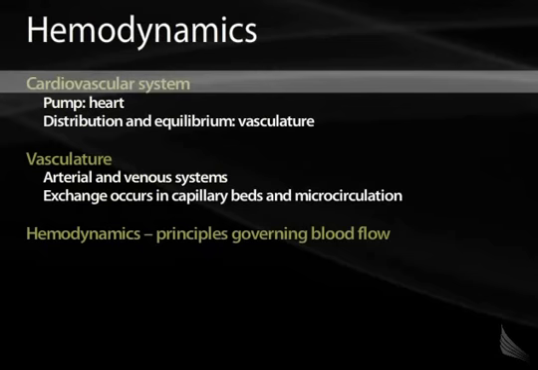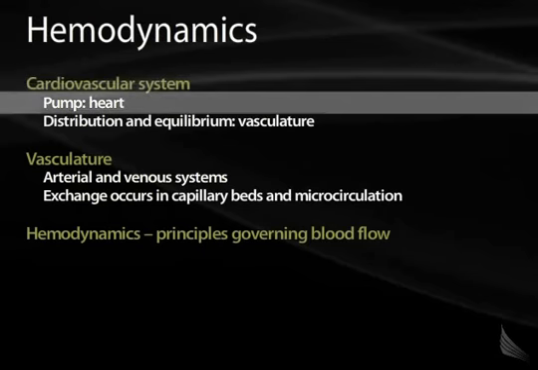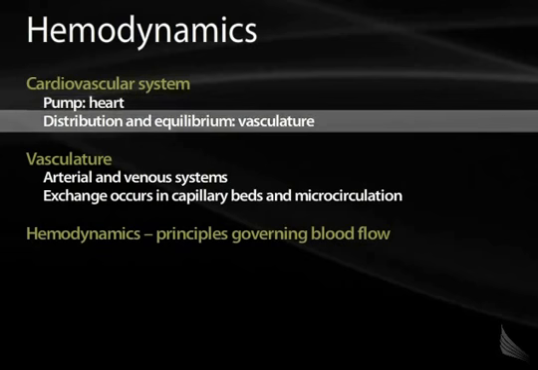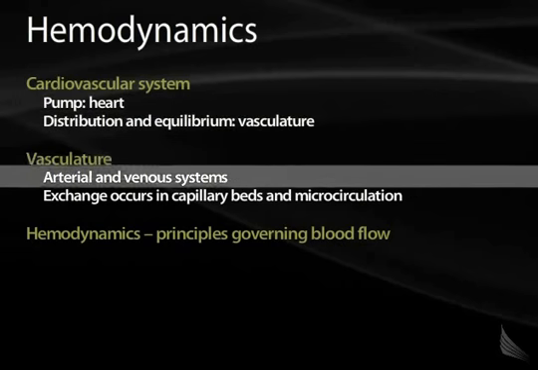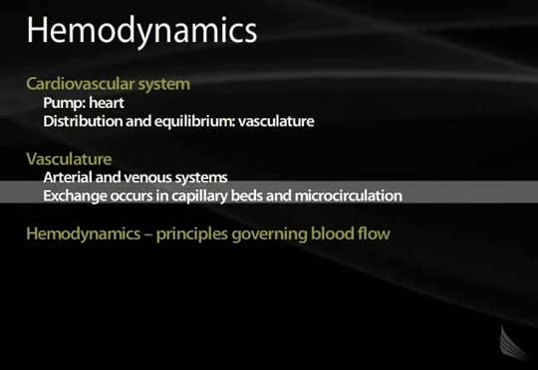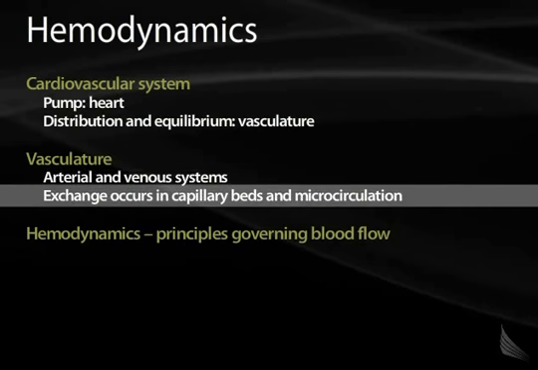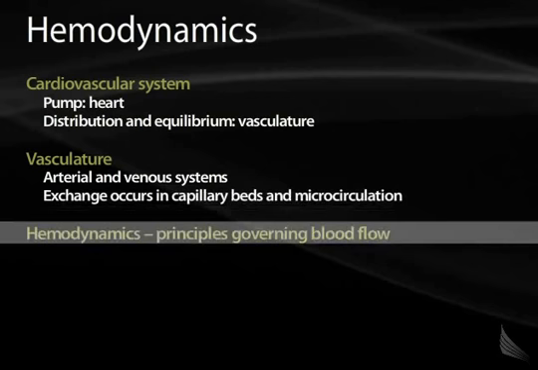The cardiovascular system itself is composed of the heart as a pump and the distribution mechanism, which is the vasculature. The vasculature is composed of the arteries and the veins. And again, the exchange occurs in the capillaries and the microcirculation. Hemodynamics are the principles that govern where blood flows and when.